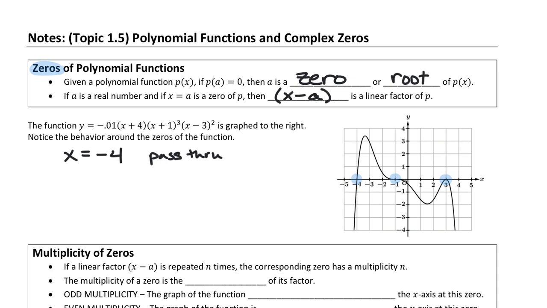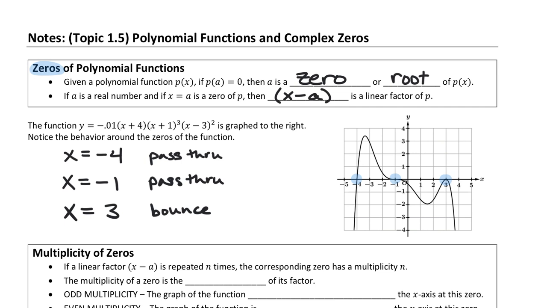What's the next zero that you see? X equal to negative 1. What's happening there? Passes through. Right? It goes boop, passes through. Where is the next zero? 3. What's happening there? It just touches it. We're going to call that a bounce. That's not super mathematical vocabulary. I will give you the mathematical word in a second, but it bounces off, yeah? So we have 2 things that can happen at each of our zeros. We can either pass through or we can bounce off. Those are the things that we can notice that zeros will do in a function.